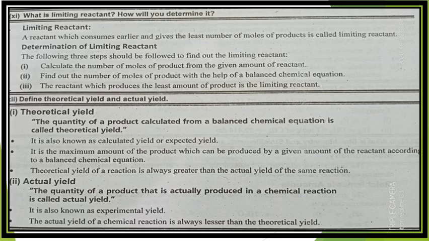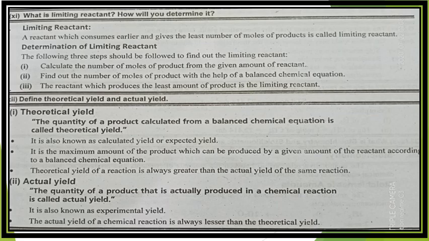Now this question is quite easy, you can answer it well yourself. That is, define theoretical yield and actual yield. I hope you are familiar with it. Theoretical yield is the quantity of product calculated from a balanced chemical equation. It is also called the expected yield or the calculated yield. It gives you the maximum amount of product, without any side reaction occurring, and it is always greater than the actual yield.